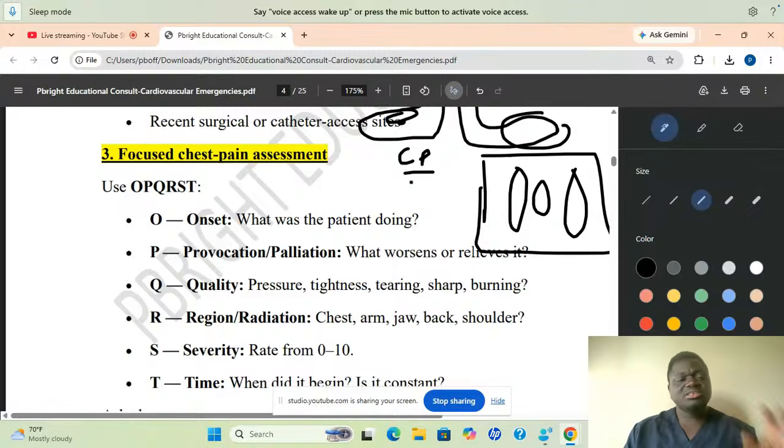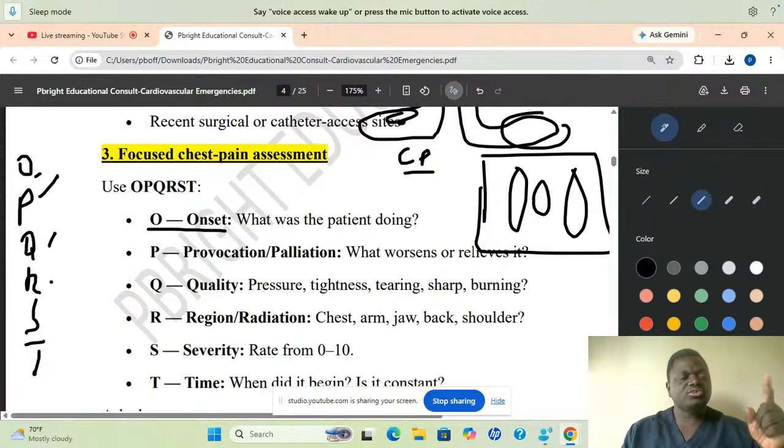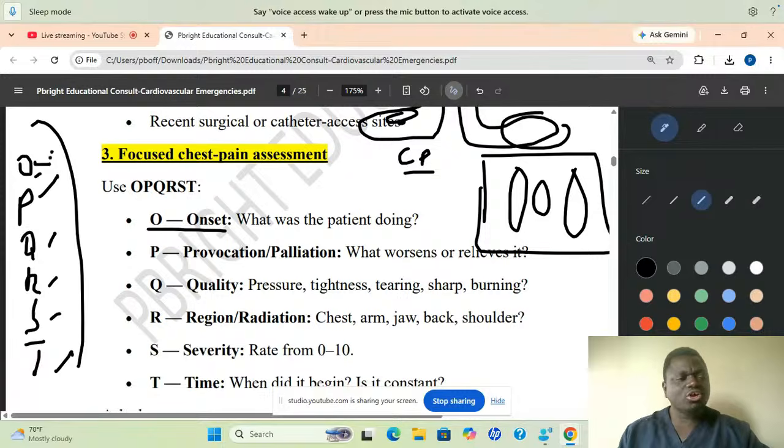So the patient complains of chest pain. What should come to your mind is the PQRST. A lot of people make the O silent, but if you want, it is OPQRST. ABCDEFGHIJKLMNOPQRST, if you know this, you are gone. The O is always the onset. So when did it start? What was the patient doing? So the onset.